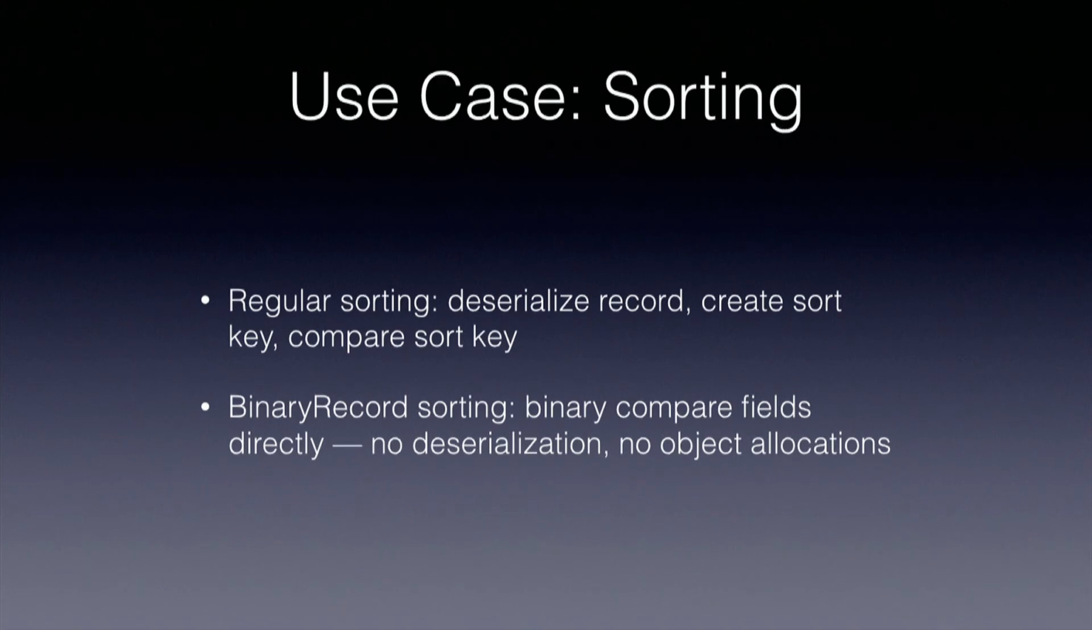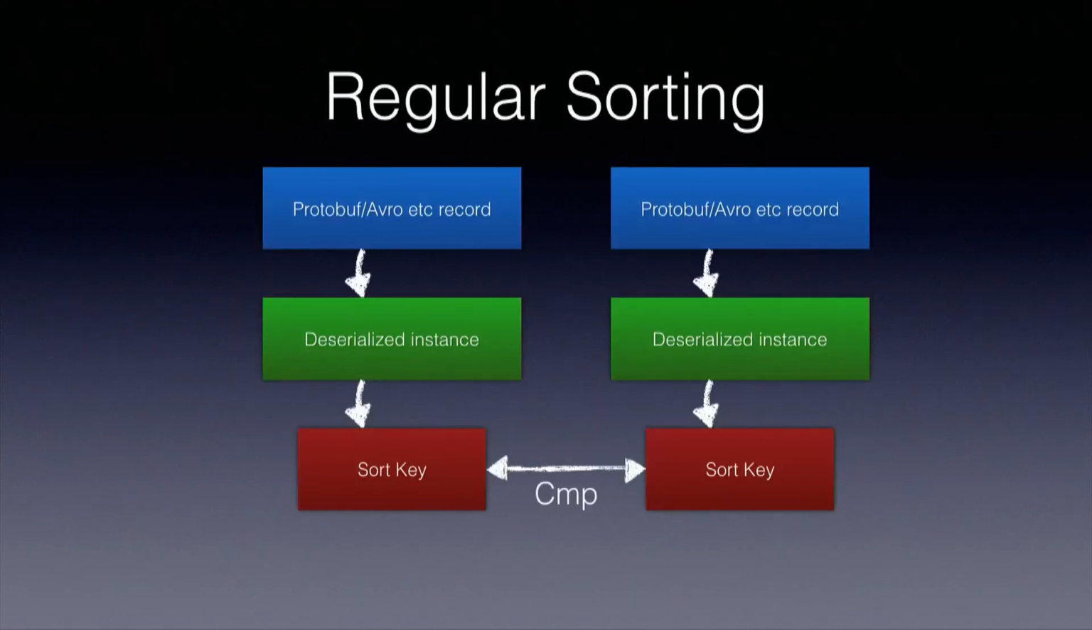So if you sort something, let's say that you have a standard, like a protobuf record, right? What you need to do is, first of all, you get a protobuf, you need to deserialize it into an object. Once it's deserialized, you have to create a sort key, so that might be another step. And at each step, you have to do an allocation, you have to do some deserialization and some work. Then once you have a sort key in memory, then you can actually compare it.